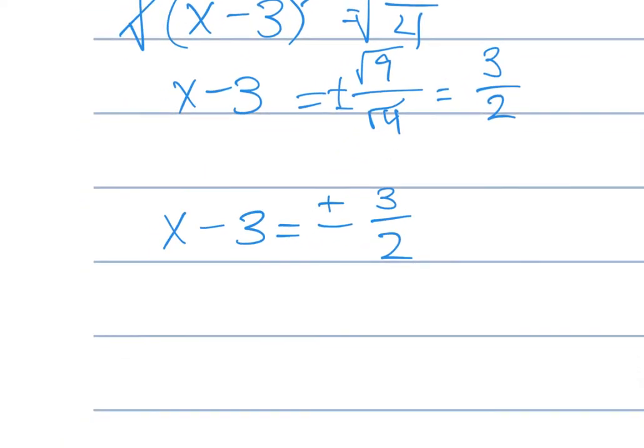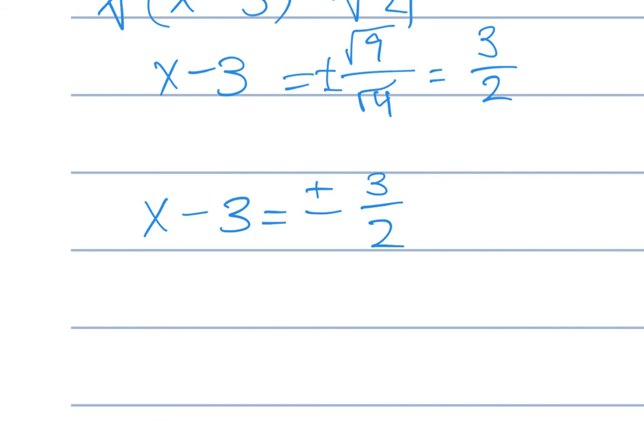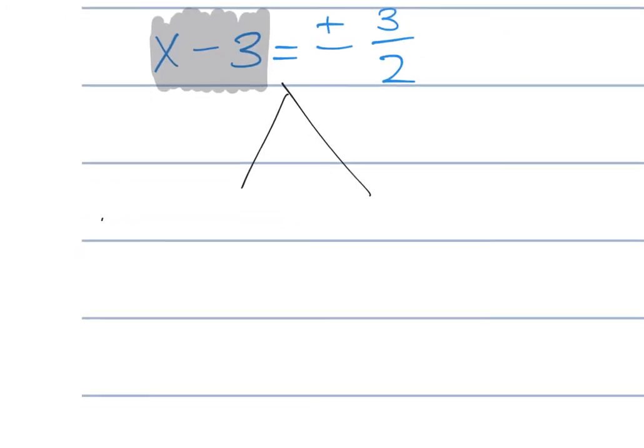Now, when we're solving this one, remember, whenever there's more than one term, not just x equals, right, you have to set up two different equations. So here, we're going to break it down into two. We're going to say x minus 3 equals the positive solution, so 3 over 2, and x minus 3 equals the negative solution, negative 3 over 2.